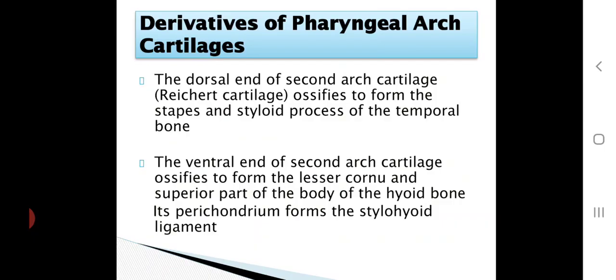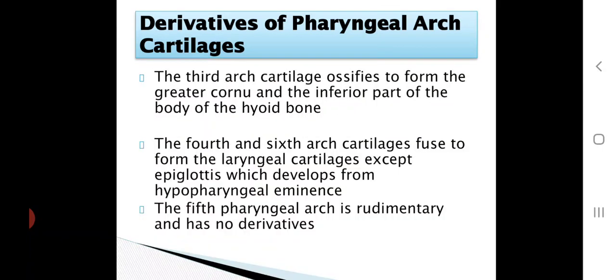And also this second arch cartilage gives rise to part of the hyoid bone also, lesser cornu and upper part of the body of the hyoid bone. So not all the parts of the hyoid bone are given by the second arch, only the upper part of the body and the lesser cornu will be given by the second arch. If you see the third arch, the remaining parts of the hyoid bone, what are the remaining parts? Greater cornu and lower part of the body of the hyoid bone will be given by the third arch.